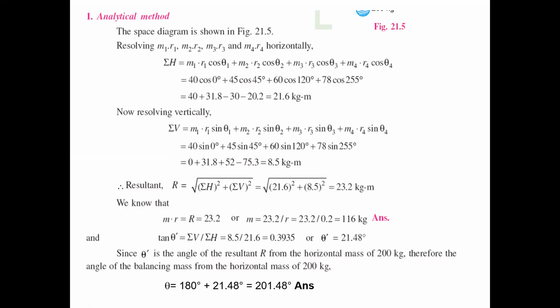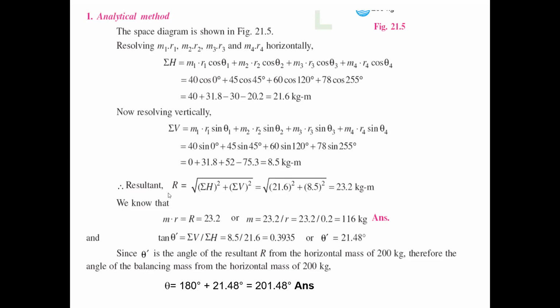Now resolving vertical forces. The sum of vertical forces equals m1 r1 sin theta 1 plus m2 r2 sin theta 2 plus m3 r3 sin theta 3 plus m4 r4 sin theta 4. Just substituting the theta values, we get the sum of vertical forces, that is 8.5 kg meter. So the horizontal forces and vertical forces are both calculated.